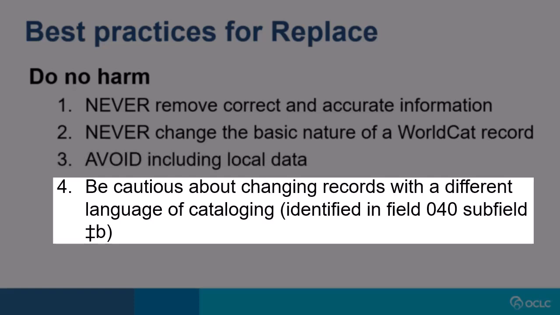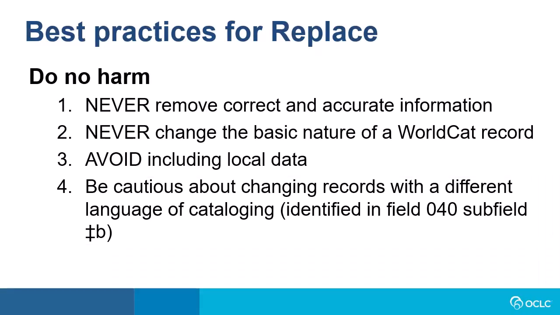And also, be cautious about changing records with a different language of cataloging, which is identified in field 040 subfield B. Records representing the same bibliographic item, but with a different cataloging language, are called parallel records, and are not considered duplicates in WorldCat. So rather than editing and replacing the record, you would be justified in creating a new WorldCat record in your language of cataloging if one doesn't already exist in WorldCat.